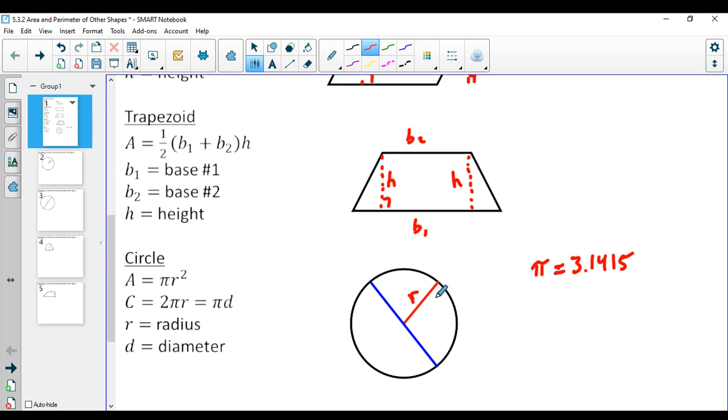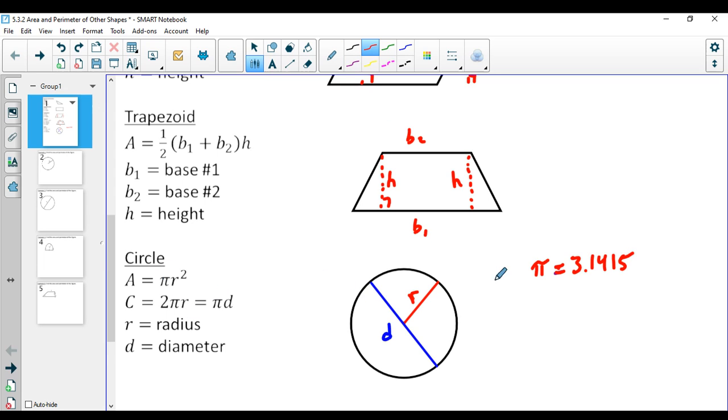Remember, the radius is the distance from the center of the circle to the edge, right? And then also the diameter. The diameter is the distance across the entire circle through the center, right? And that distance is then obviously going to be 2 times the radius. The radius is half the distance, from the center to the edge, but a diameter is all the way through, right? Because this would be another radius this way. The diameter is going to be 2 times the radius.